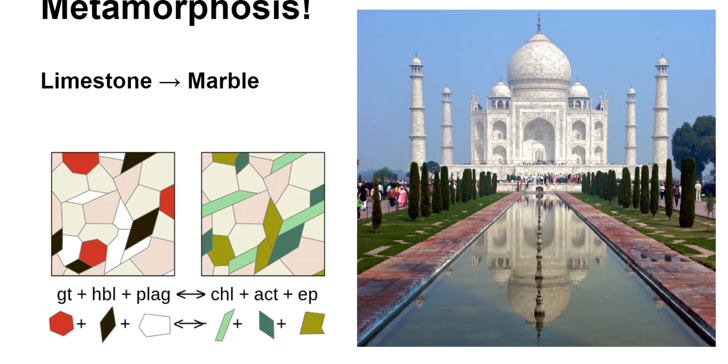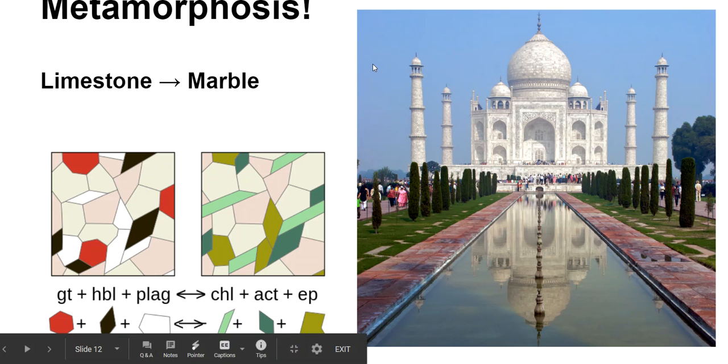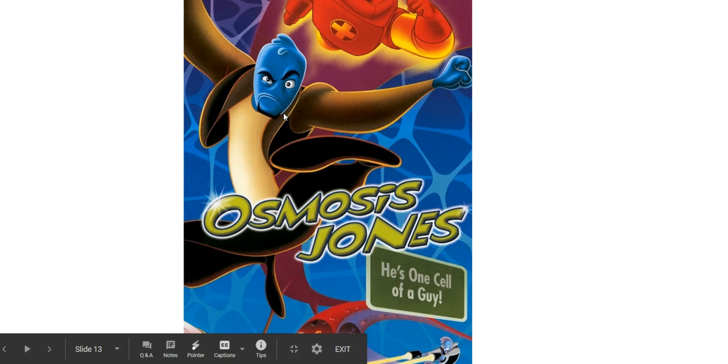And then to talk about another rock process, metamorphosis, where we have the changing of limestone over into marble. Can you think of what that process is called? What type of rock now is this? So it's not sedimentary, it would be metamorphic. And that's used to build, for example, the Taj Mahal.